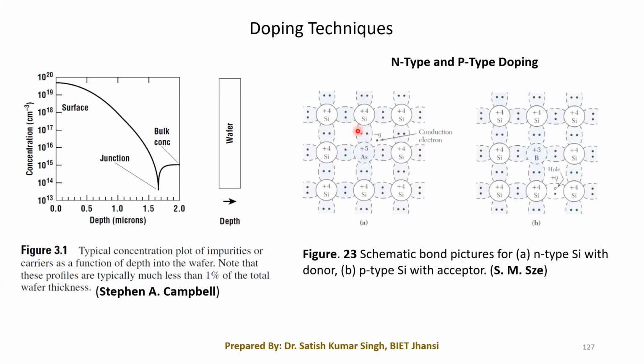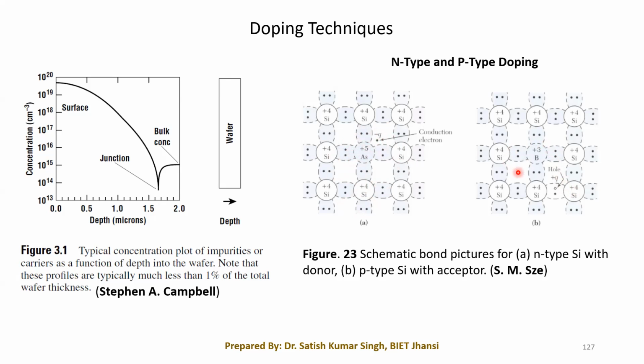If we want to add an n-type dopant, we replace a particular silicon atom with a pentavalent impurity. Once we add one pentavalent impurity, one of its electrons does not participate in the covalent bond, and that electron is available for conduction in the conduction band. That way it forms an n-type dopant. Similarly, we can also add a p-type dopant.